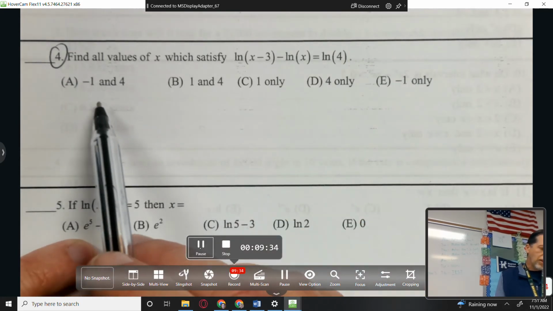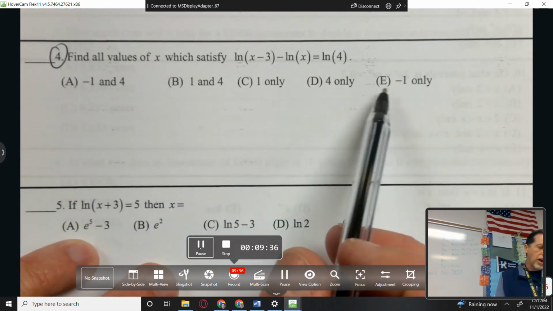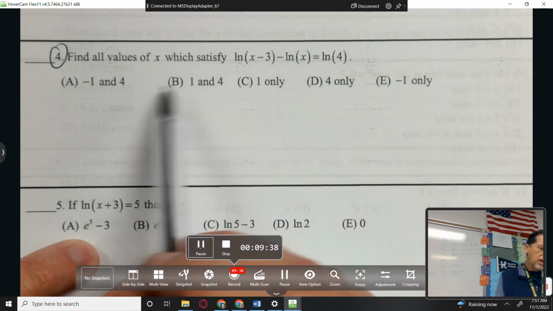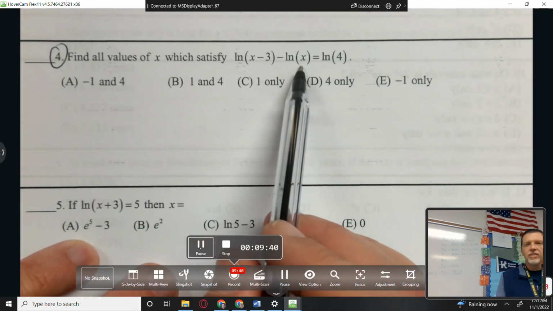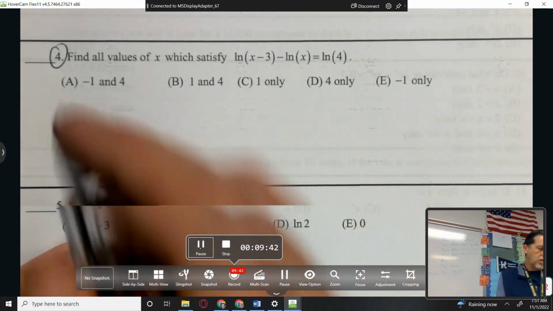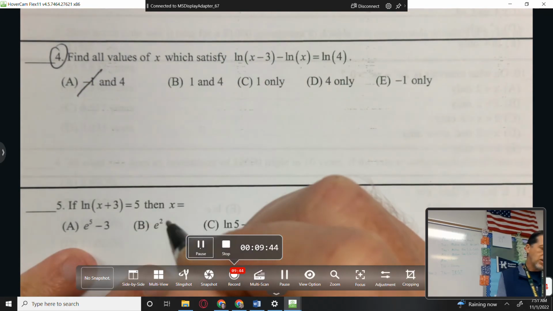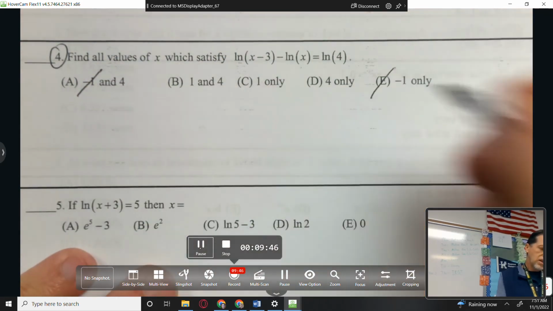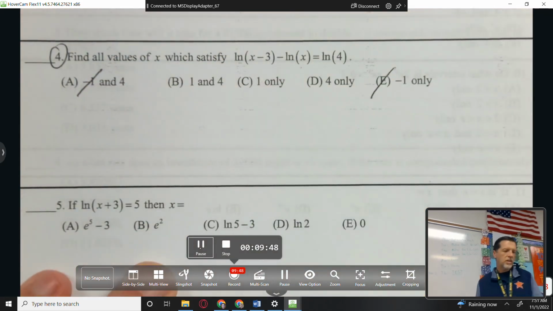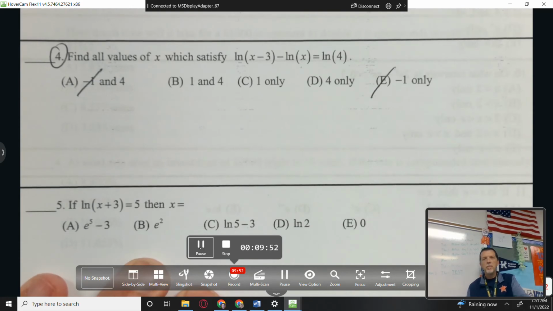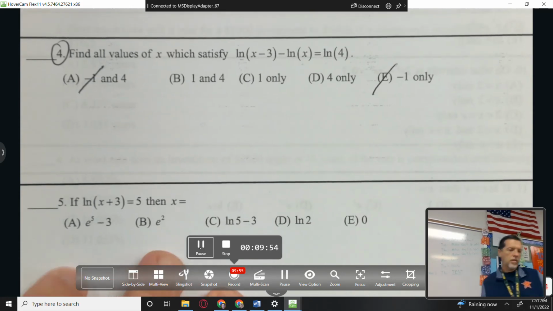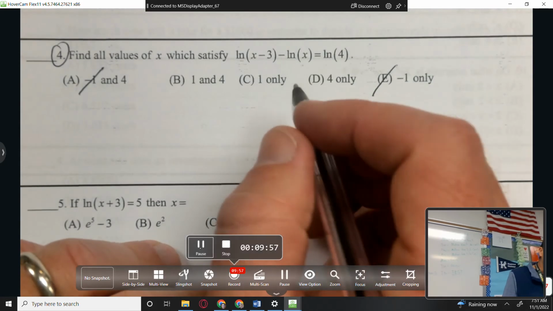You know what? I can throw some of these answers out right away, because I can't take the log of a negative number. So it can't be -1. So I'm down to B and C and D. So I guess that's helpful, but I still have to work the problem.